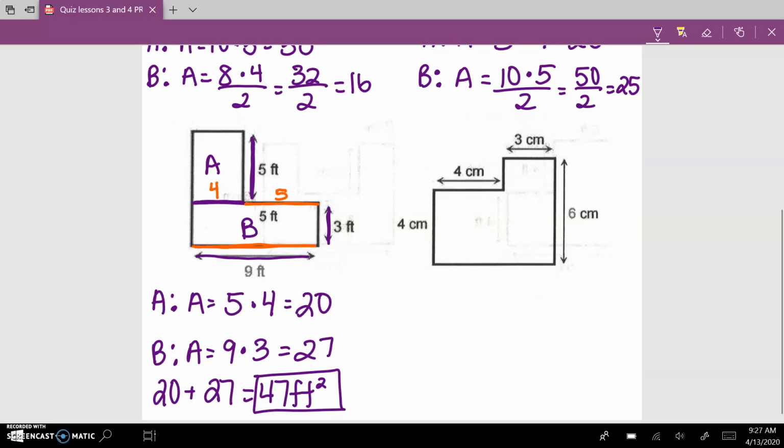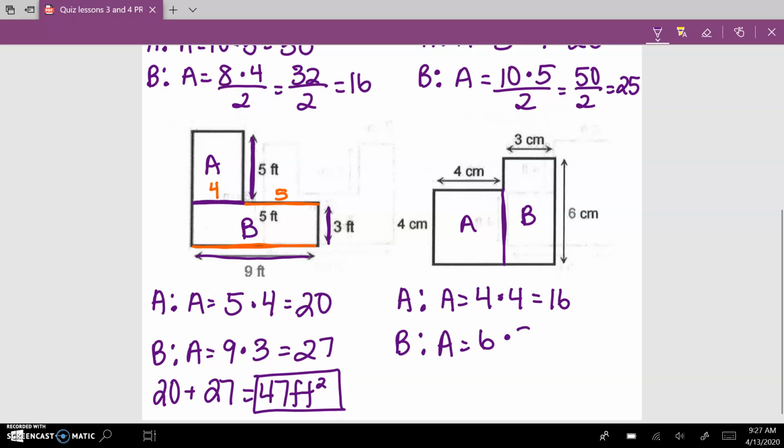Okay. Then the last one, same thing. You could split it 2 ways. I split it like this. My left-hand side is more like a square, shape A, and then I have shape B. For shape A, to find the area, it'd be 4 times 4, which is 16. And then for shape B, I have all my measurements. So it'd be 6 times 3, which equals 18. Then I add those, 16 plus 18. That gives me 34, and this would be square centimeters.